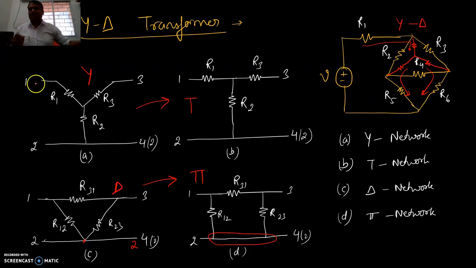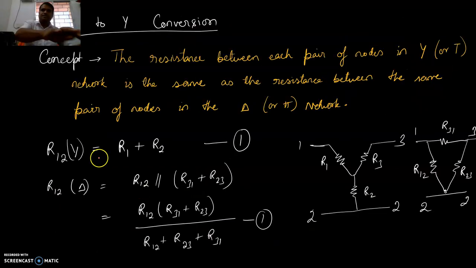The notation is that between 1 and 2, if a resistor is connected to 1, we name it R1. If it is 2, we name it R2. Similarly, if it is between 1 and 2, we say R12. If it is between 2 and 3, we say R23, and between 3 and 1, it will be R31. So in delta we have a double notation, and in star we have a single notation. With this, let us proceed.